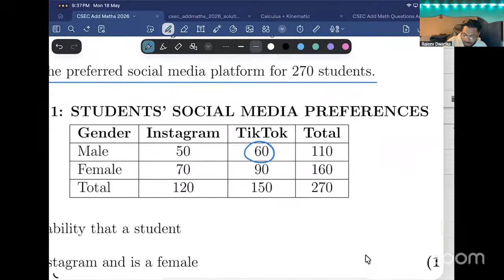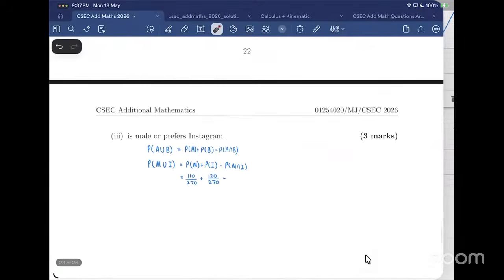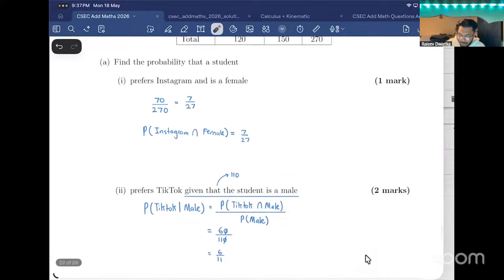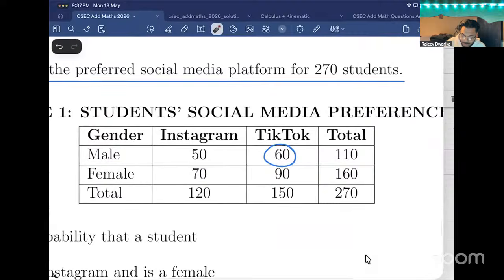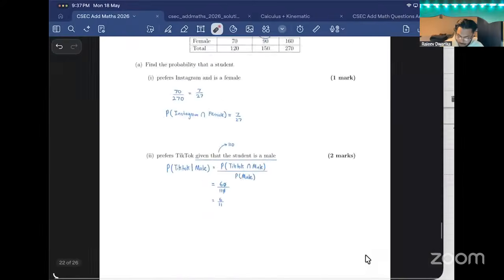So male intersect. I think we found that already. Oh, no. Did we? I can't remember. So we're looking for male and Instagram. So male and Instagram. So 50 over 270. Yes, 50 over 270.